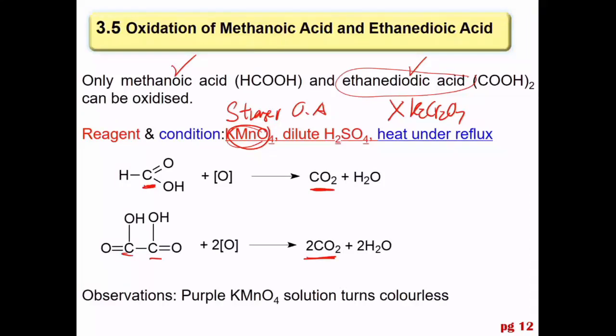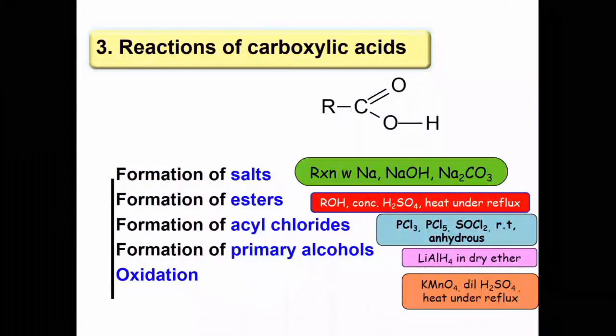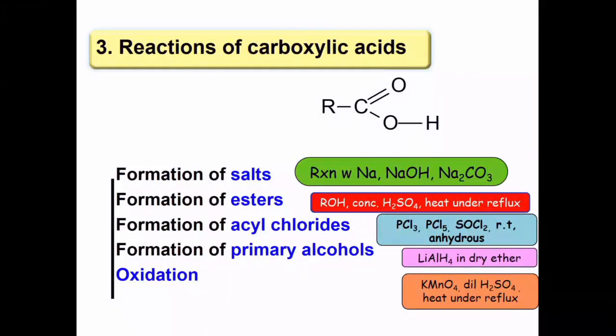So, this is also a good distinguishing test to check for the presence of these 2 carboxylic acids because they are the only 2 carboxylic acids that can be oxidized. So, you will see purple becoming colorless. So, if you had these 2 carboxylic acids with other carboxylic acids, you can use this as a distinguishing test. Okay? So with that, we have looked at all the reactions that carboxylic acid can undergo. So you need to start to memorize the reagent and condition.